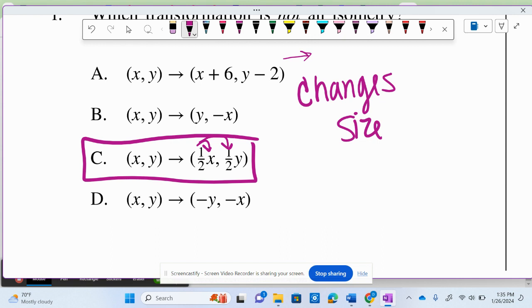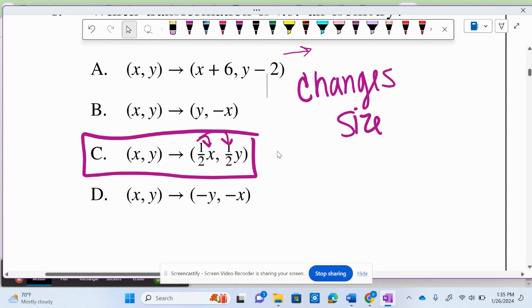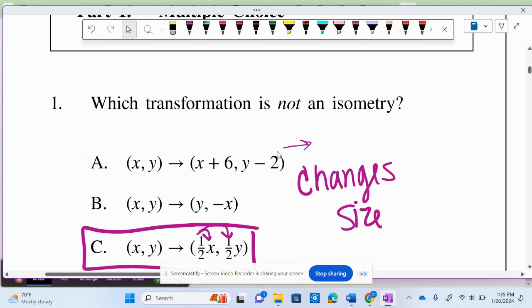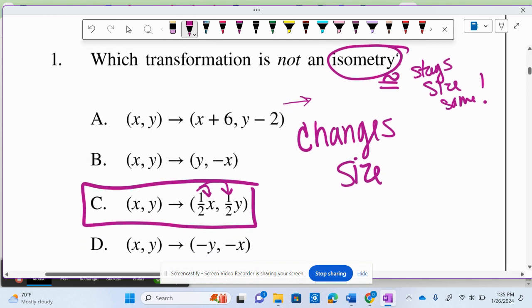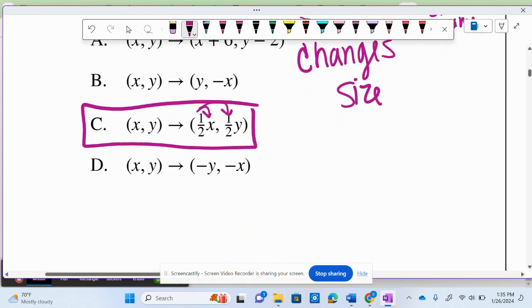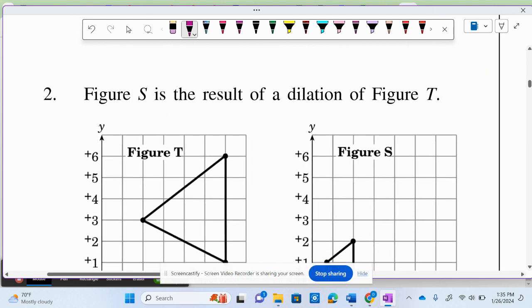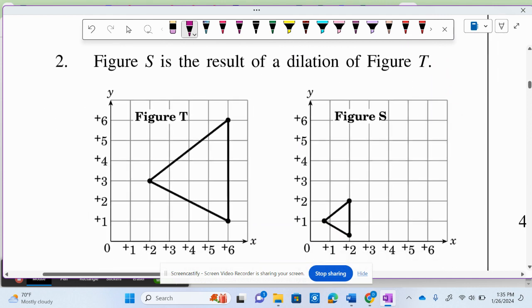Okay, questions about that one? So isometry means congruent, stays congruent. Size is the same, something like that, okay? So you're looking for something that makes the size change. Number 2, figure S is the result of a dilation. And you guys had a question like this on your quiz.